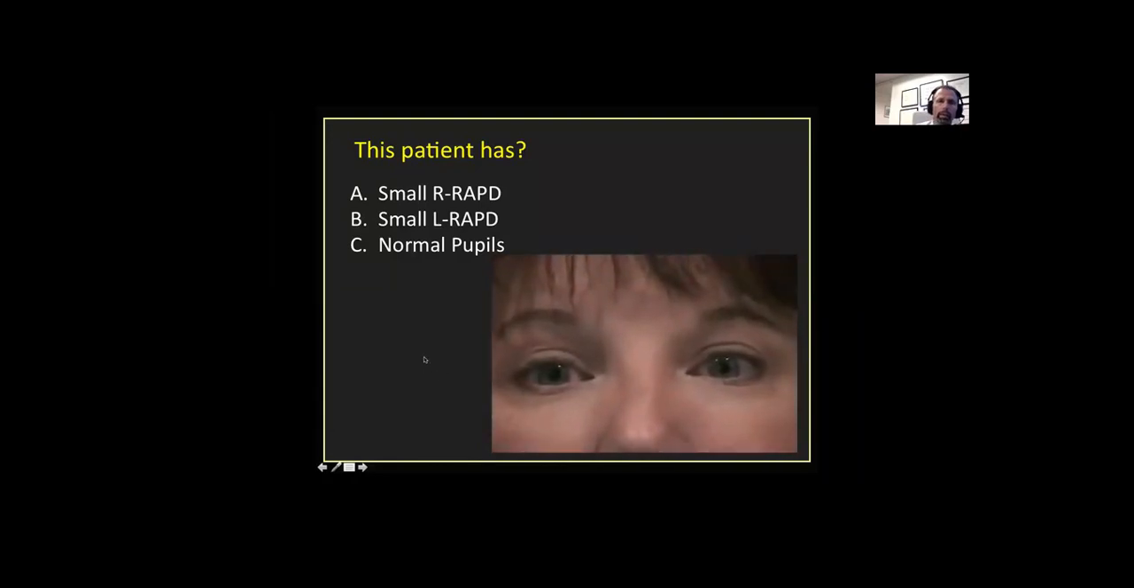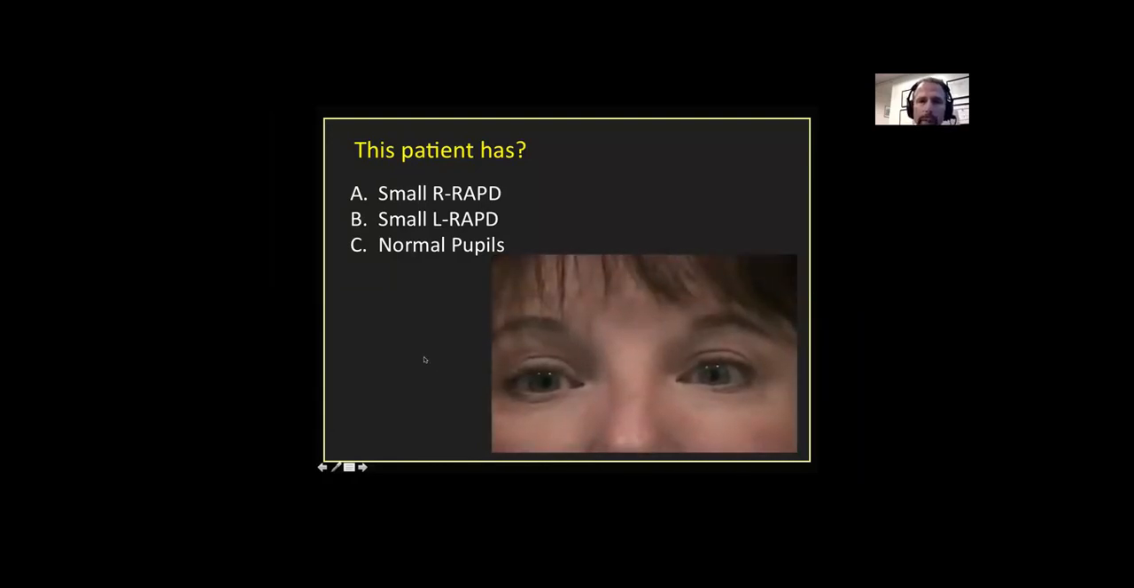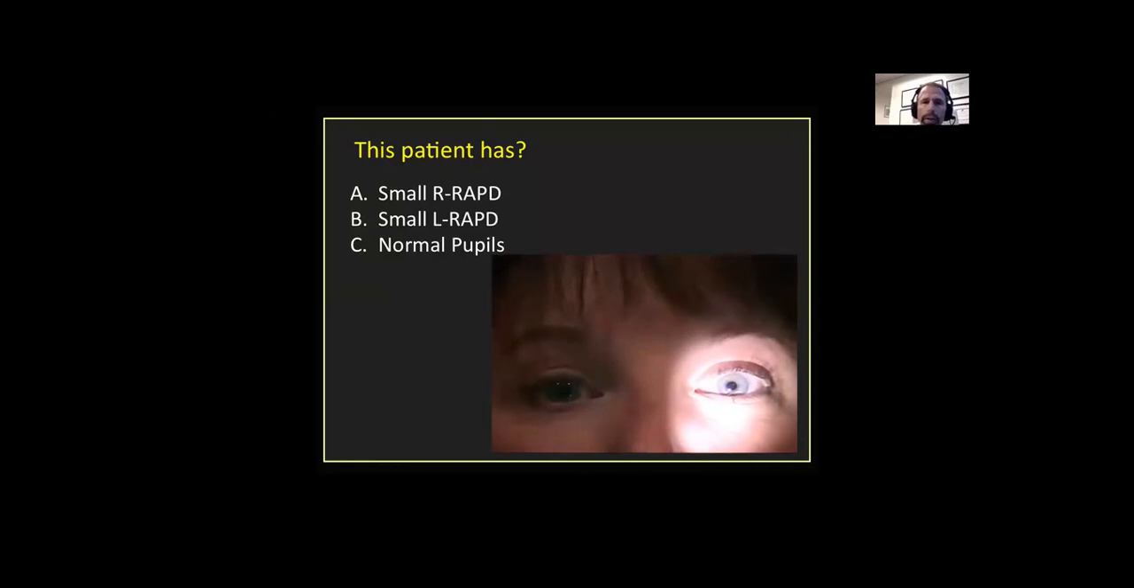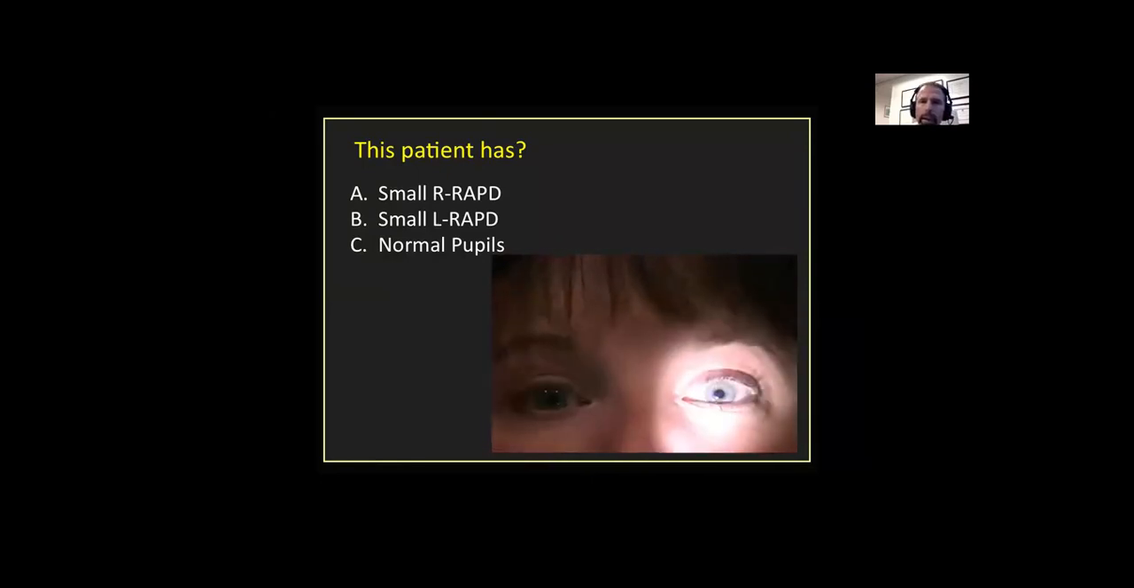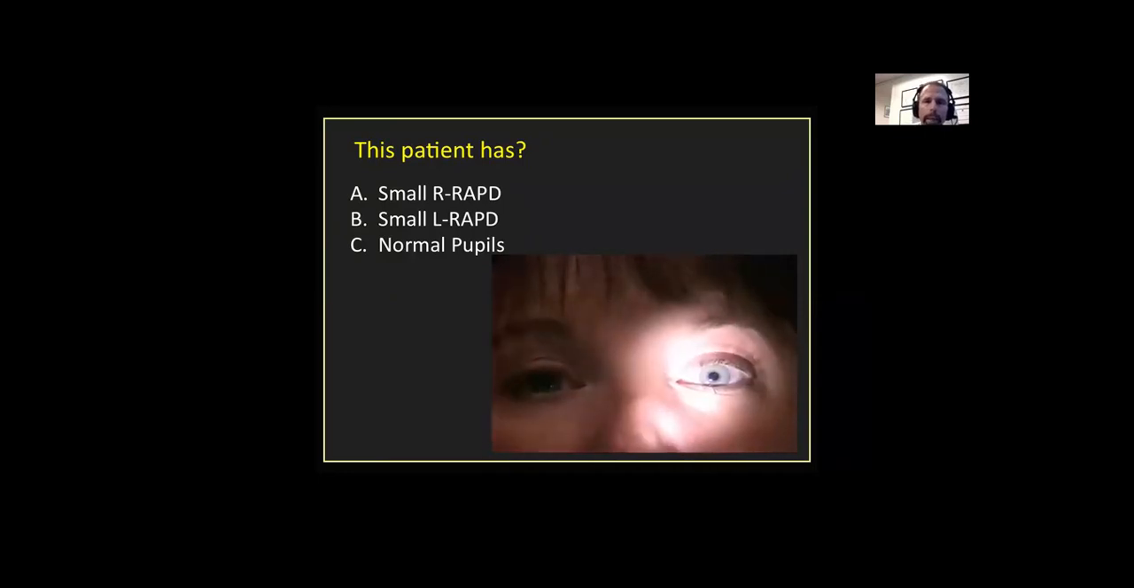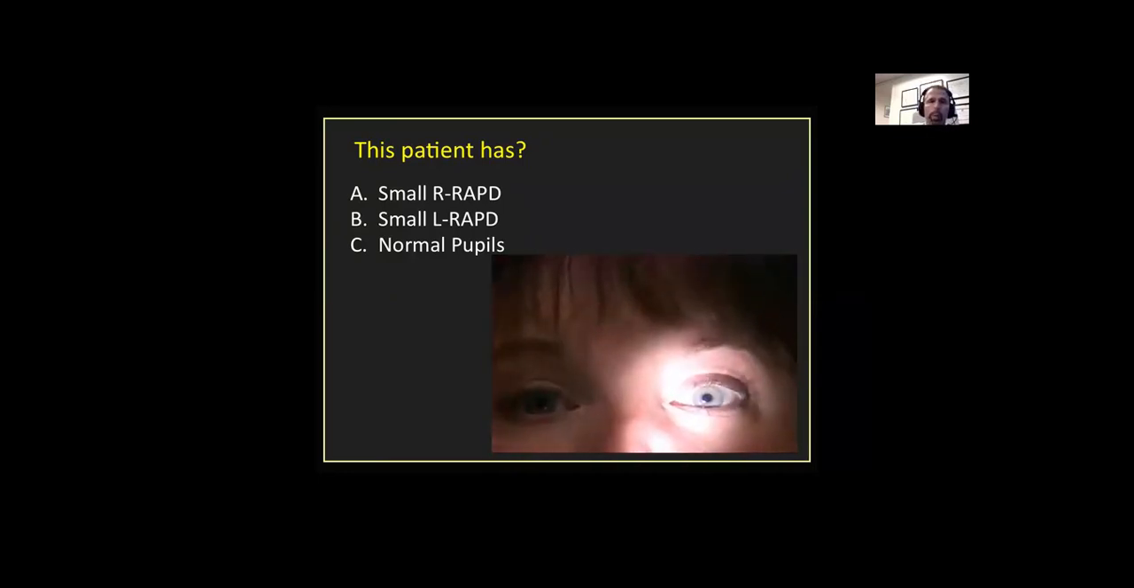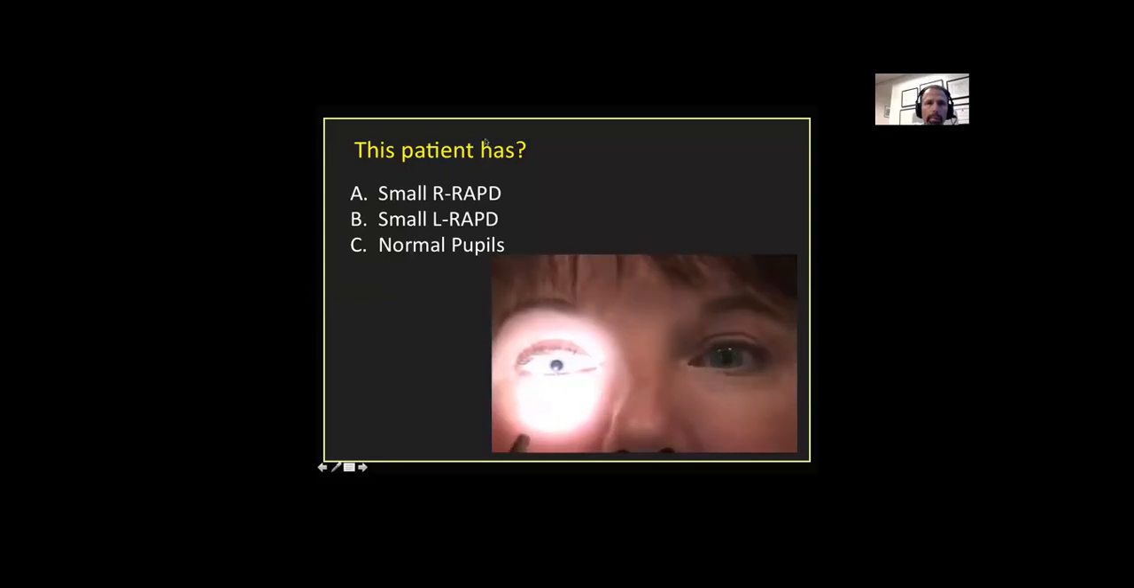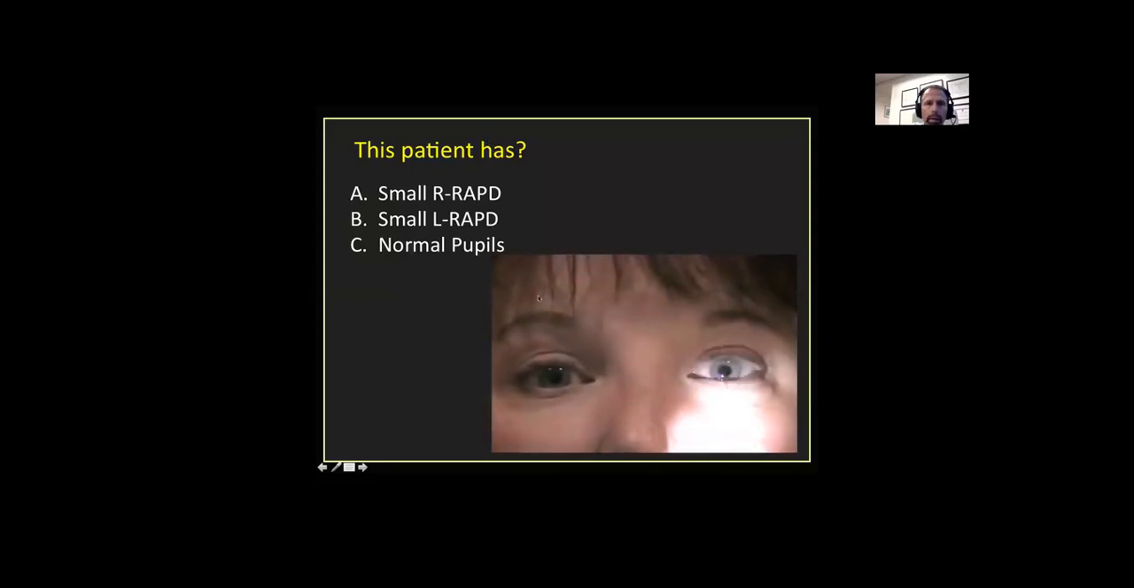Okay, so you should be able to see the results. The majority, 56%, said there's a small right relative afferent pupillary defect. A small percent said the opposite, a small left, and then about a third thought the pupils were normal. So I'm going to get rid of the sharing here.